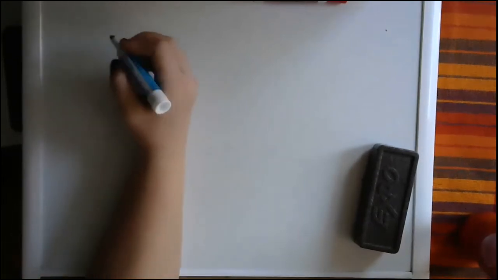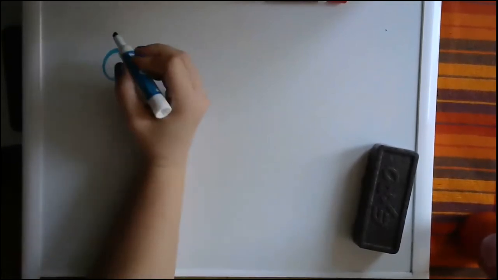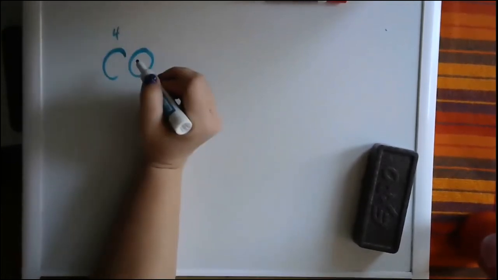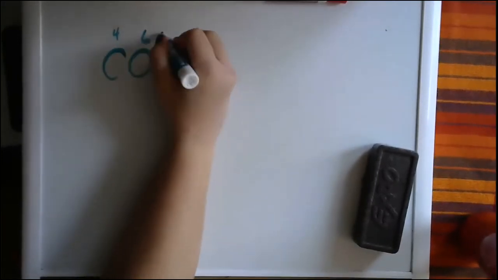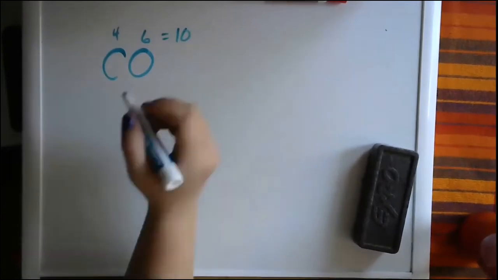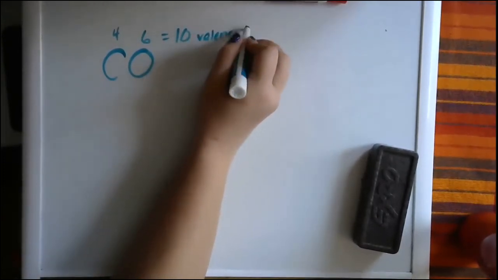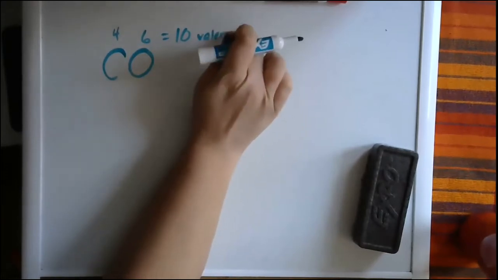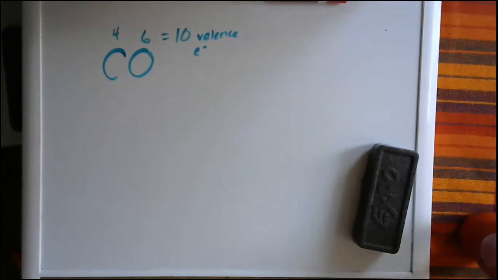Okay, our next structure is CO. Carbon has 4 valence electrons. Oxygen has 6 valence electrons. That means that there are 10 valence electrons total. So that's what we have available.